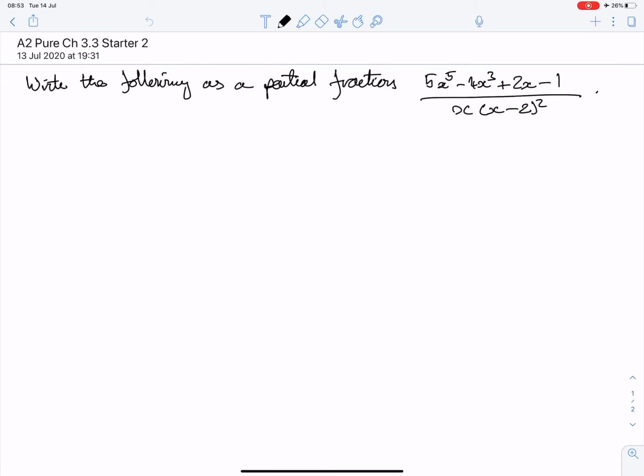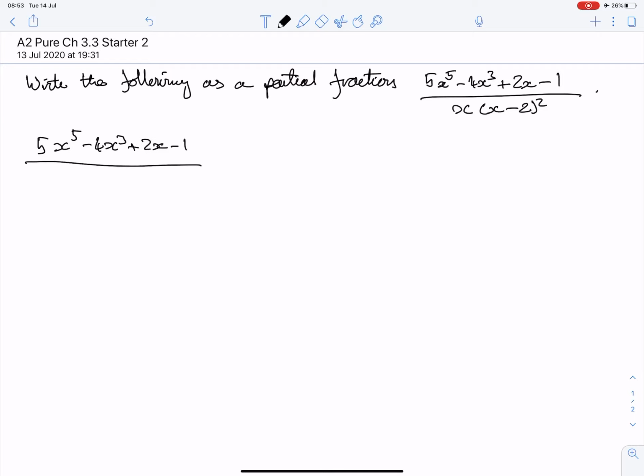Okay, so starter 2, back to one of these partial fraction kind of questions. So let's just have a look at this. 5x to the 5 minus 4x cubed plus 2x minus 1 all over. Let's expand the bottom. So we're going to have x cubed, minus 4x squared, and then plus 4x.